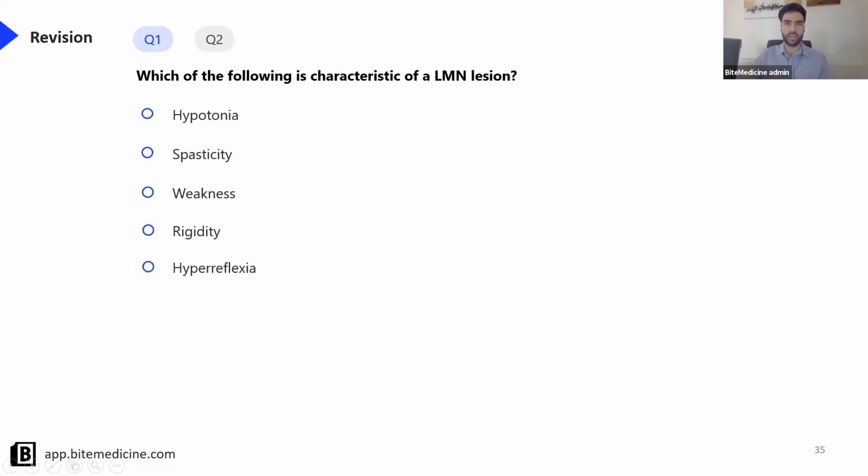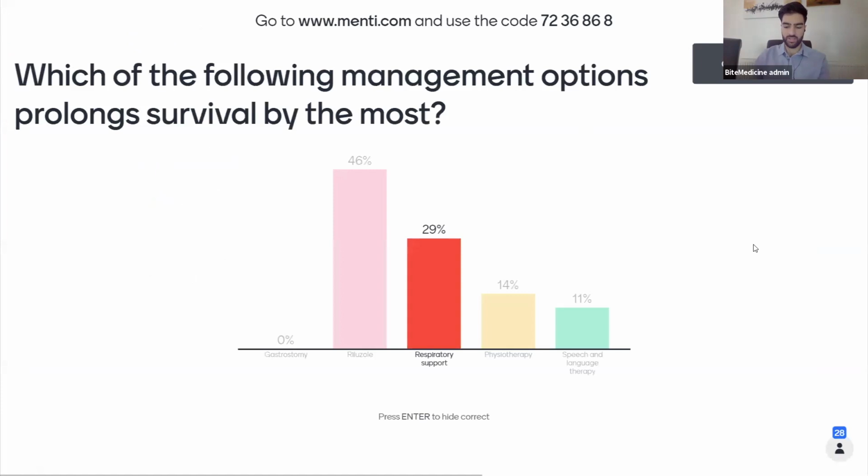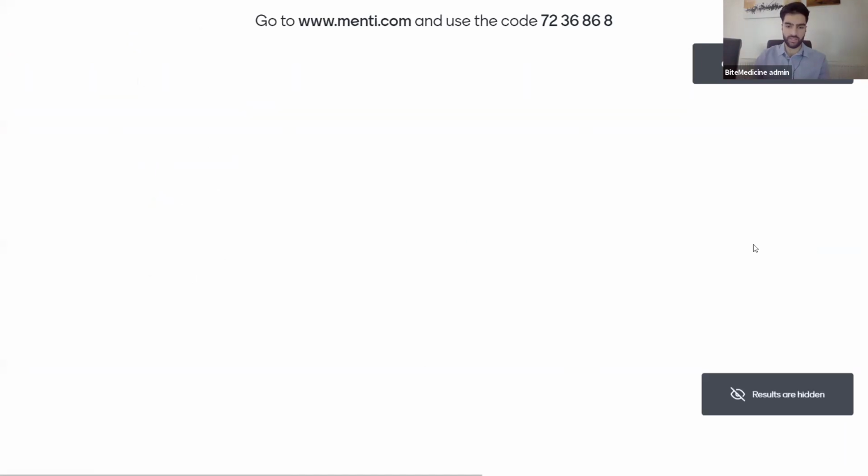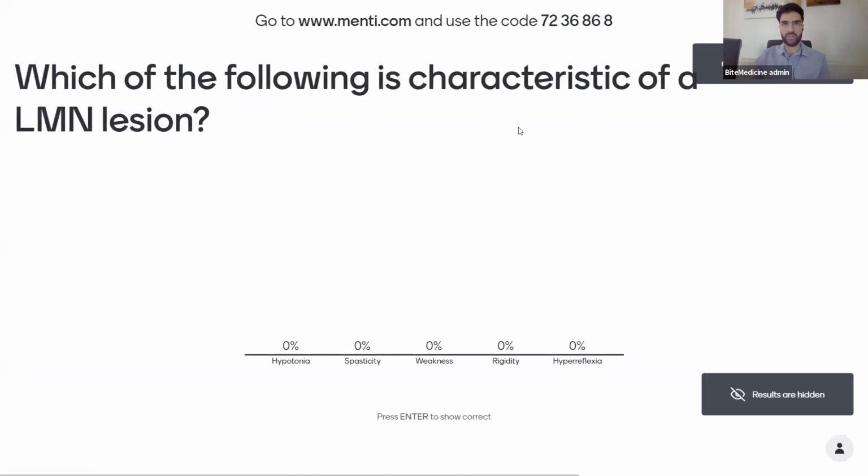Just a few revision questions now. Which of the following is characteristic of a lower motor neuron lesion? So hopefully this is something you can now answer. Which of the following is characteristic for lower motor neuron disease? I'll get to your questions in a couple of minutes.